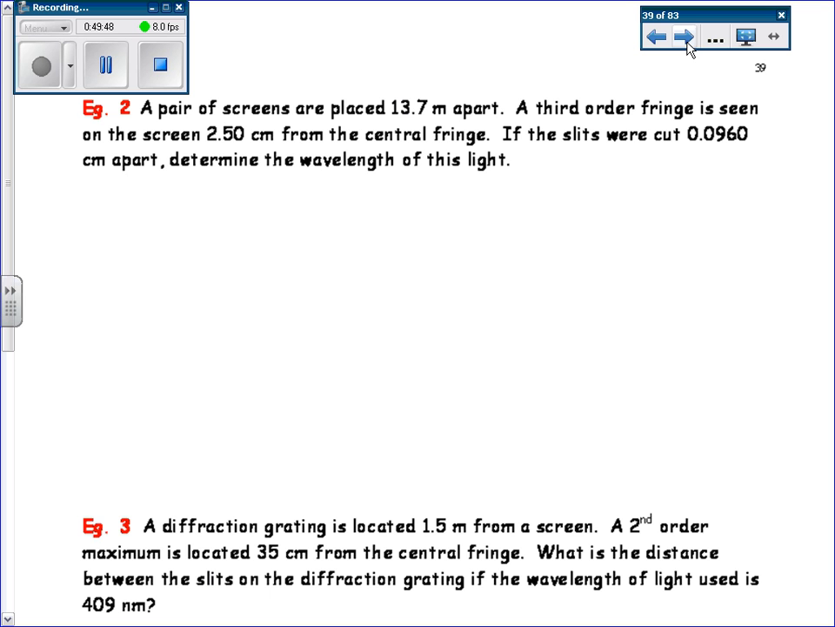Okay. A pair of screens are placed 13.7 meters apart, so that's L. A third fringe, so that's n equals 3, is seen on the screen 2.50 centimeters from the central fringe, so that's x. If the slits were cut at 0.0960 centimeters apart, determine the wavelength of this light, so that's d.